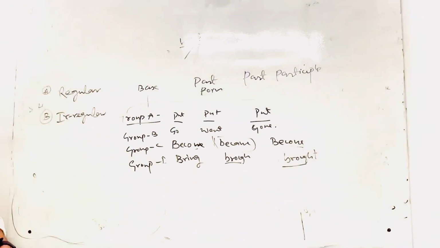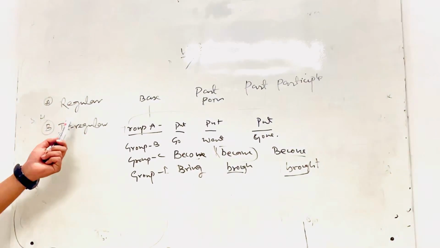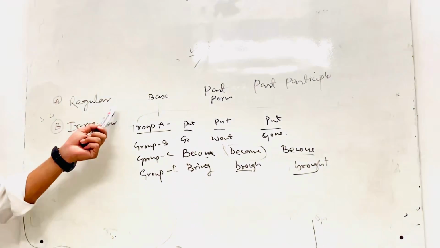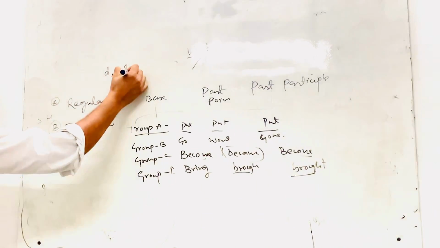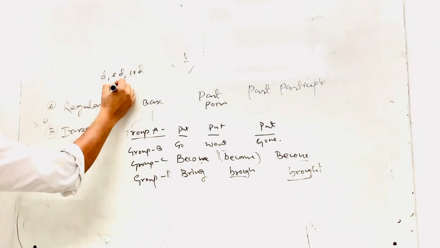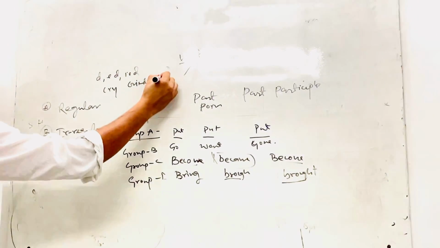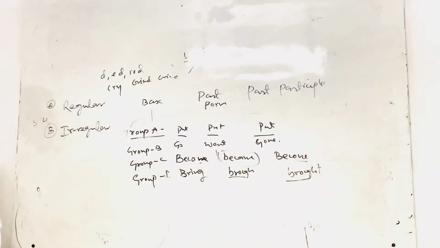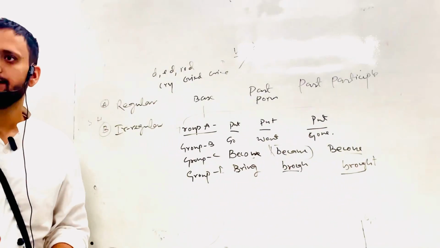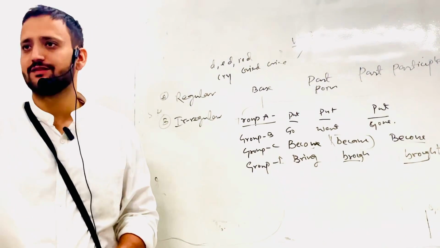So that's all about verb, types of verb. Once again, regular verb, irregular verb. We just need to add d, ed or ied. For example, cry, cried, cried. We just need to put d, ed or ied, and then we can transform from base to past, from past to past participle.